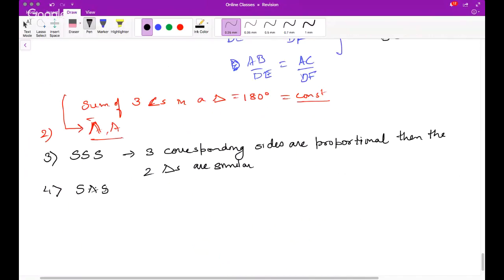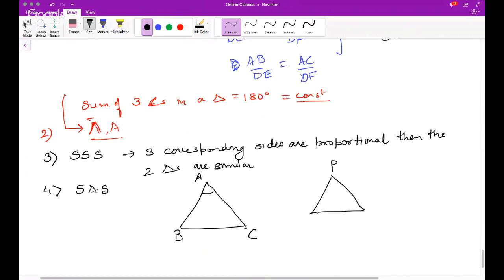Side, angle, side. So be careful in this case. You have to take the included angle and not just any angle. So when I say included angle, what I mean is, if ABC is 2 triangles, and let's say this is another one.